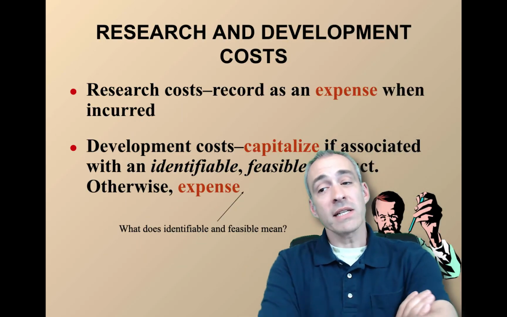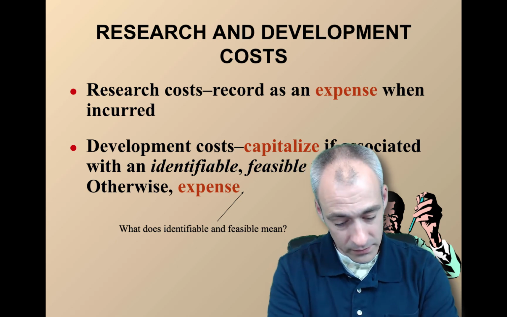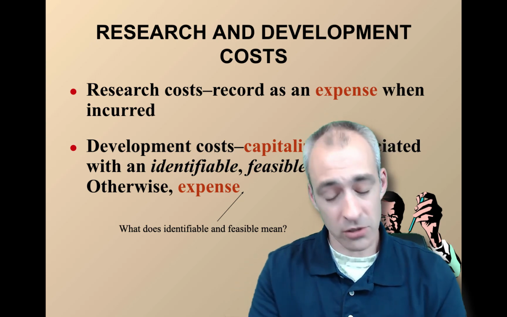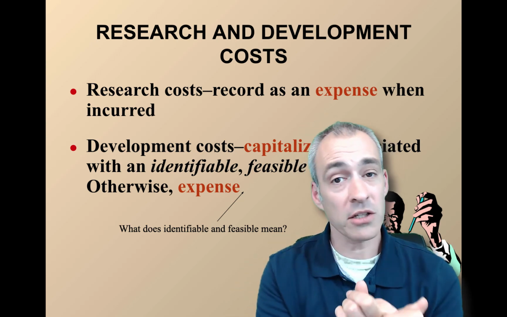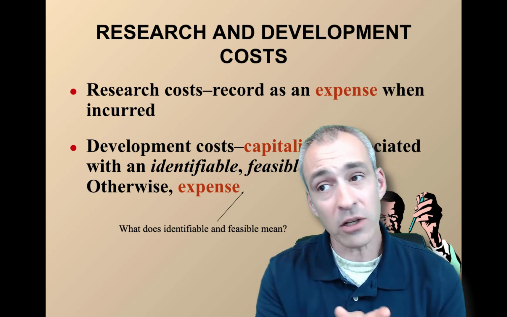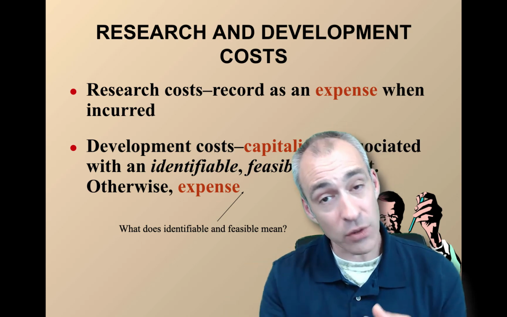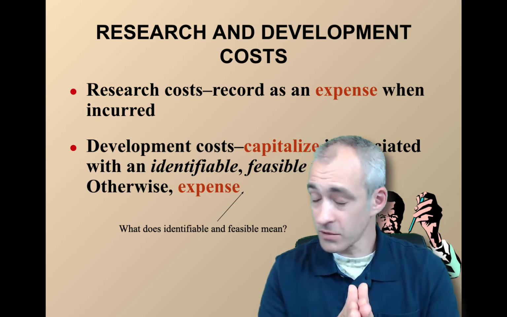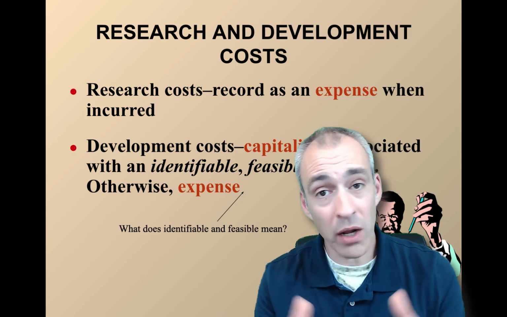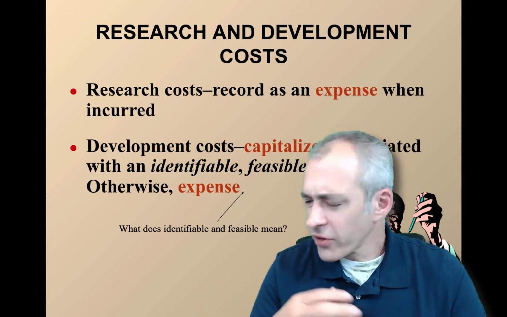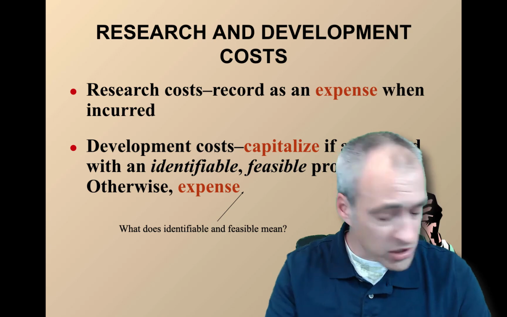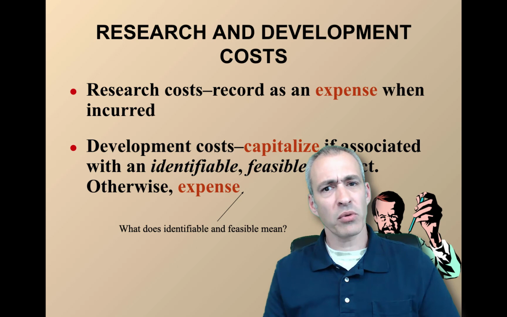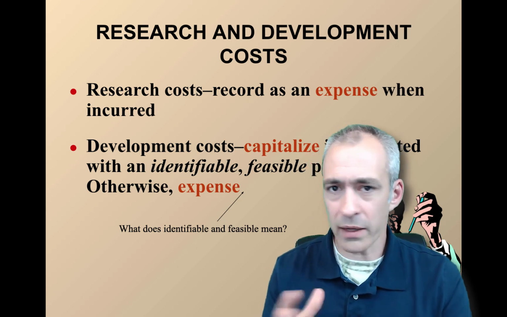Okay, R&D costs. Research and development costs. As I said already in this video, research costs are expenses. Development costs are capitalized, so they're added to an asset's value. And the split happens when you have an identifiable and feasible product. For an actual product you can touch, like a phone, you have to have a prototype, right? But for drugs and other things, it can be not black and white. It's very gray.